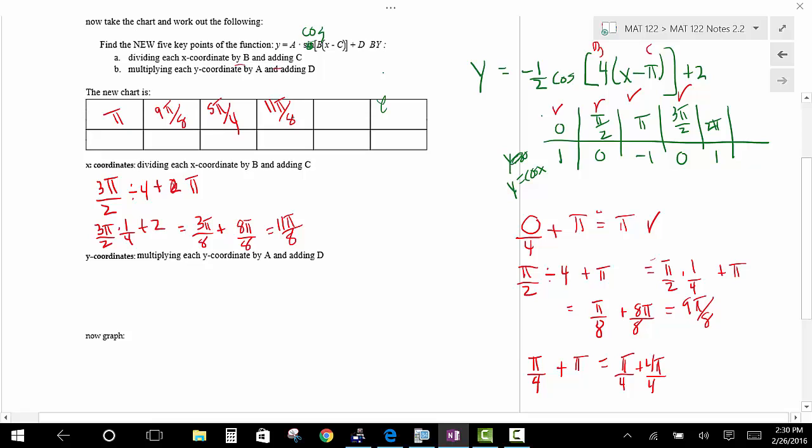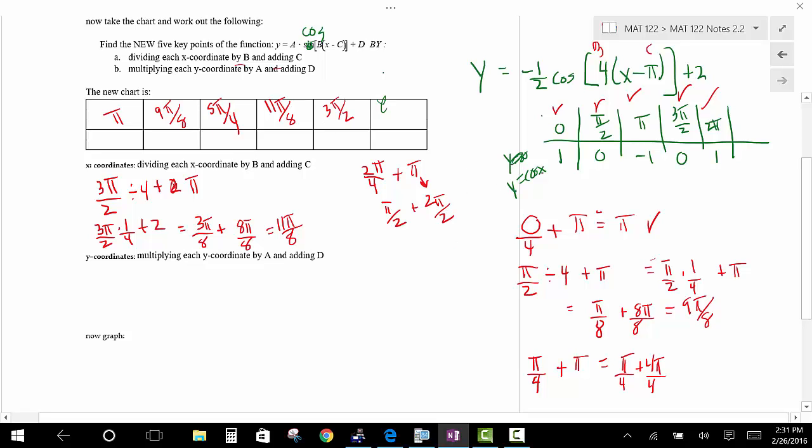Okay, now you have a pattern on this, and you can keep going through that if you want to. Now we're going to do 2 pi divided by 4 and add the phase shift pi. So that's really pi over 2 plus, and then I'm going to change pi to 2 pi over 2. So that gives 3 pi over 2.